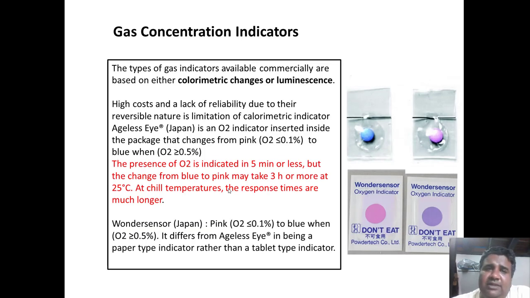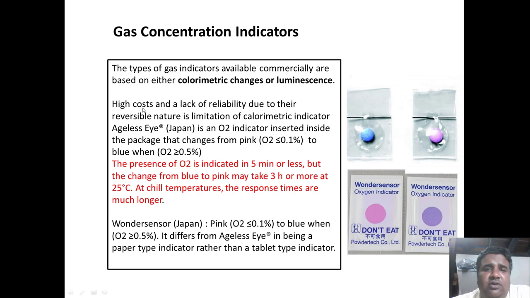So these were the time temperature indicators, and third is the gas concentration indicators. In case of gas concentration indicators, these basically tell us about the gas concentration in the head space or inside the product. They work on two mechanisms: either they will be colorimetric or there will be a luminescence.